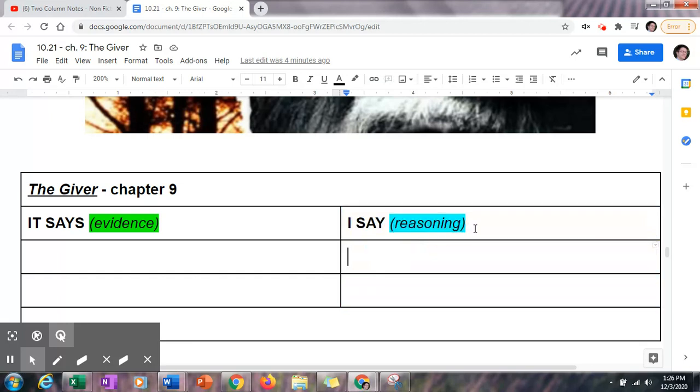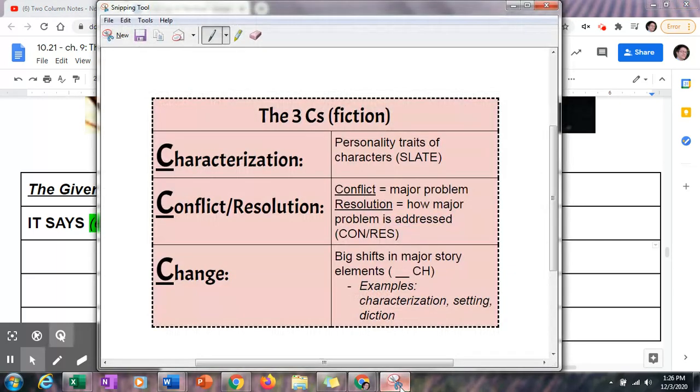So two-column notes works pretty similar in both nonfiction and fiction, but there are a couple differences. In nonfiction, you look for topic and claim, but in fiction, you look for theme. What's the author's universal message, their big idea, the lesson we should learn? To do that, we pay attention to the 3 C's. Let me show you what I mean.